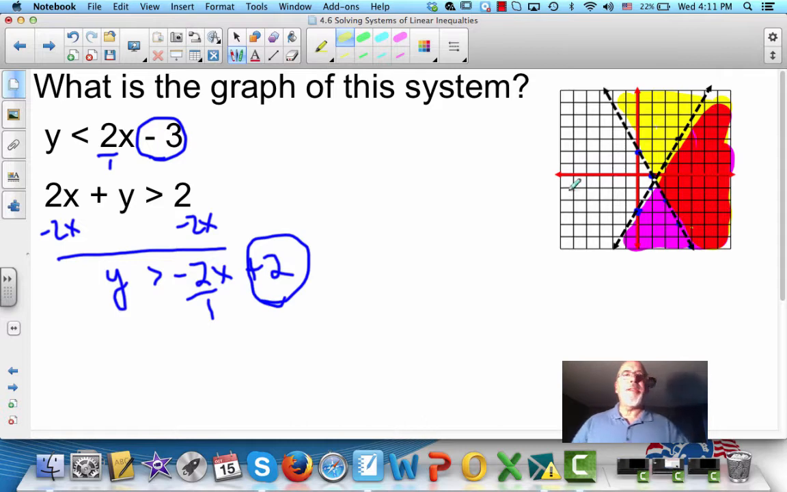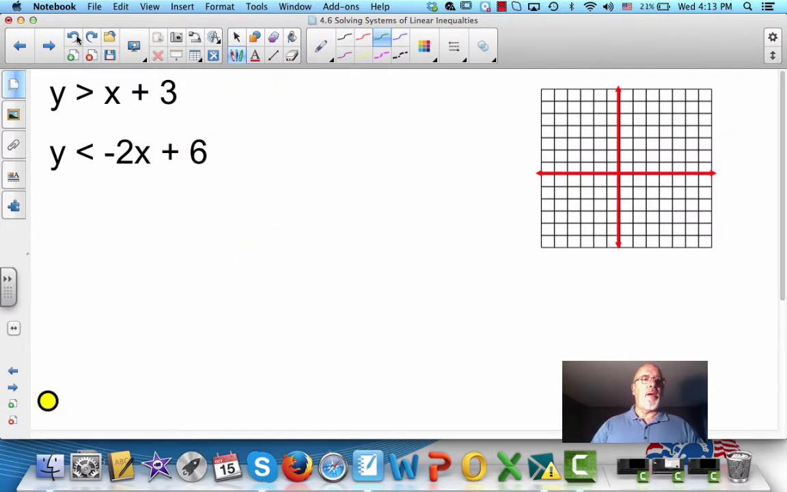Okay, so where is the solution to our system of inequalities? The solution to our system of inequalities is right over here in this red area. Alright, your turn. You try to solve this one, then get back with me and we'll see how well you did.